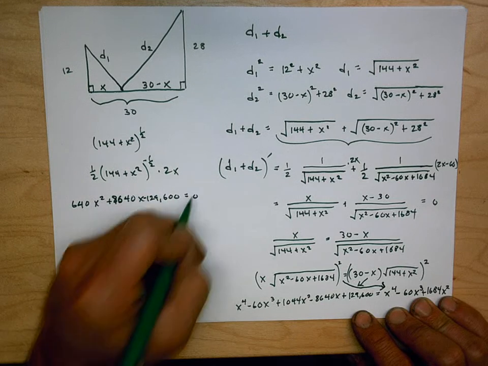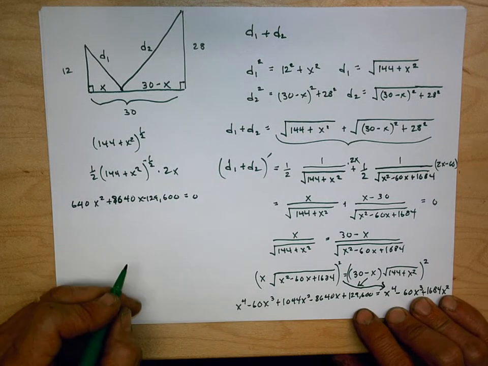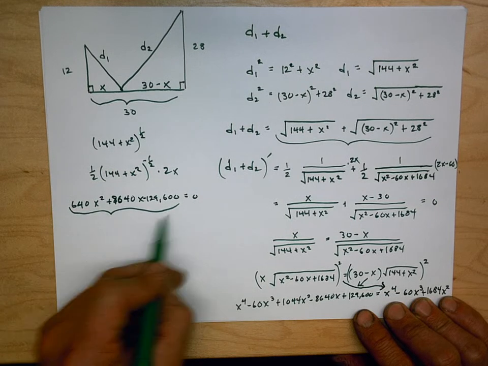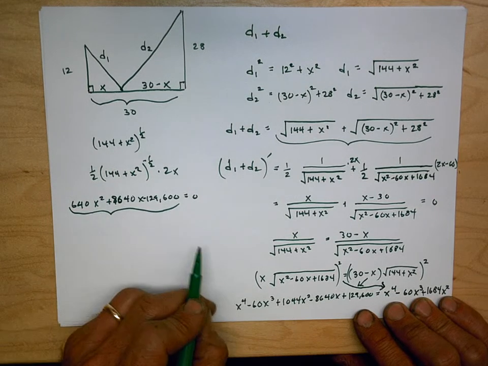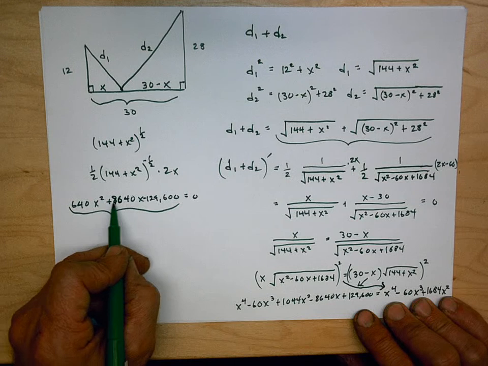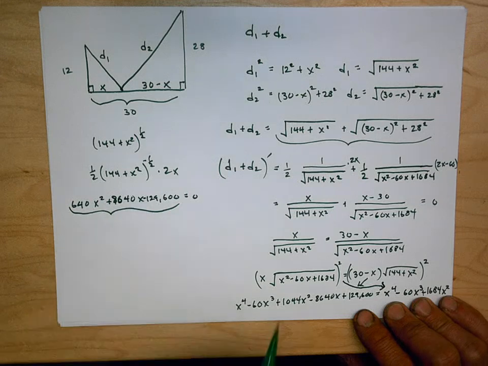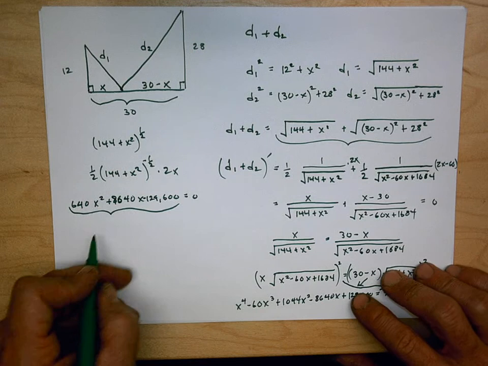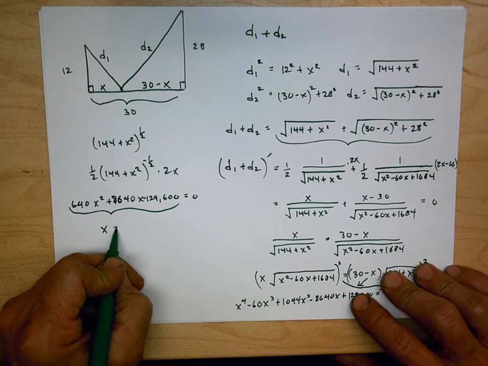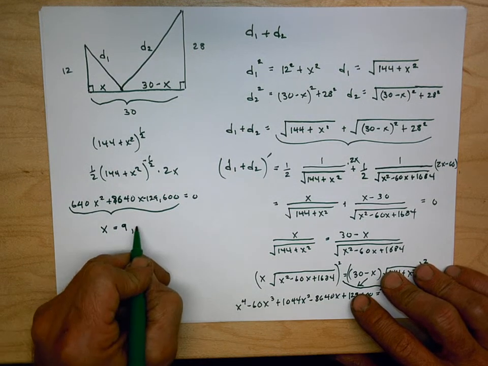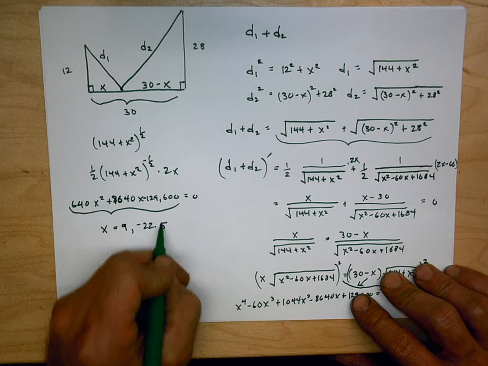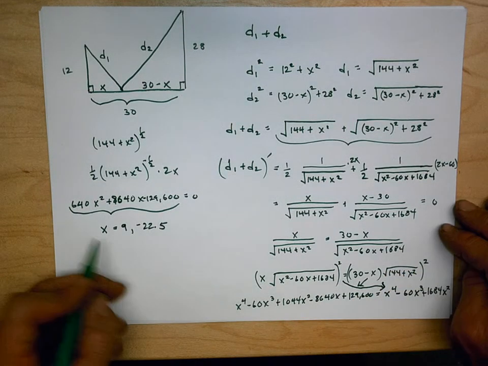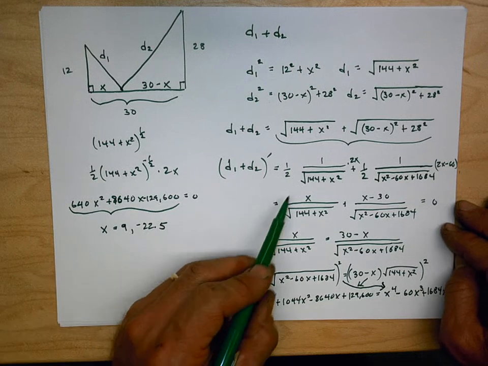We can divide a lot of stuff out, but ultimately now here's another point at which we could graph, right? We could take this thing and we could graph it and find the roots of it. 640x squared minus 8640x minus 129,600. Kind of ugly, but we can graph it. We would find that the roots are 9 and negative 22.5.